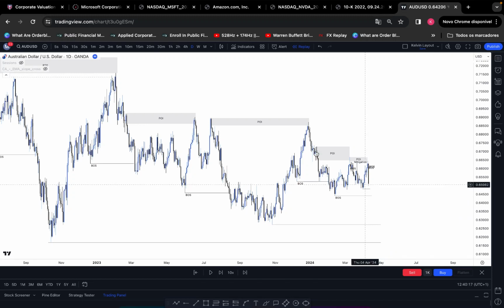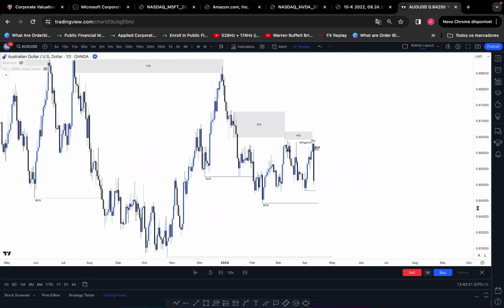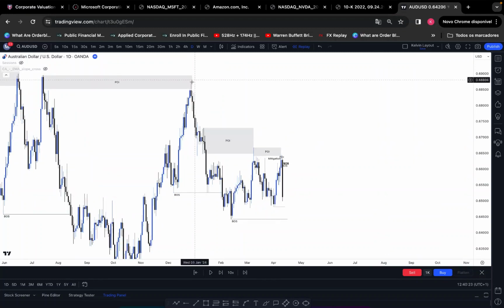So then we drop down to the hourly time frame. Let me just zoom in a little bit. So we will say, okay, this is a daily internal structure right here. We're just gonna consider this to be a daily internal change of character. So price broke structure right here and then came back to mitigate this daily supply zone, and now we want to ride the move all the way down.